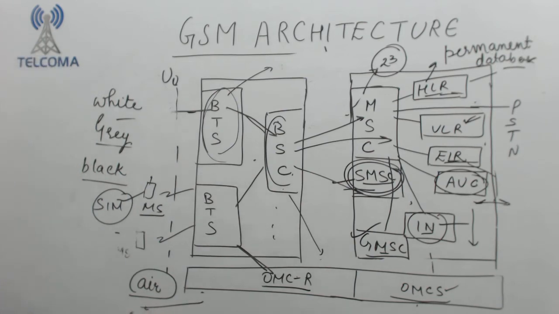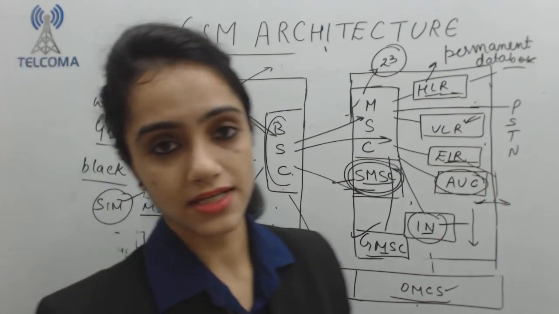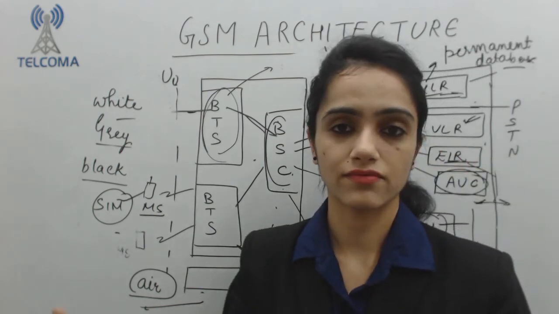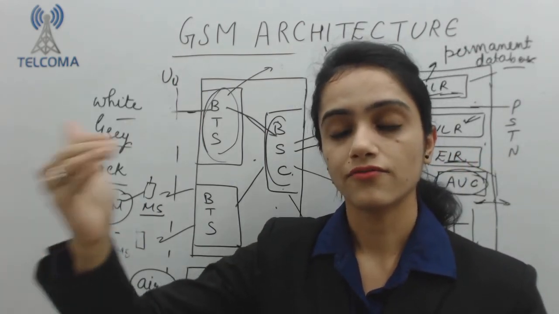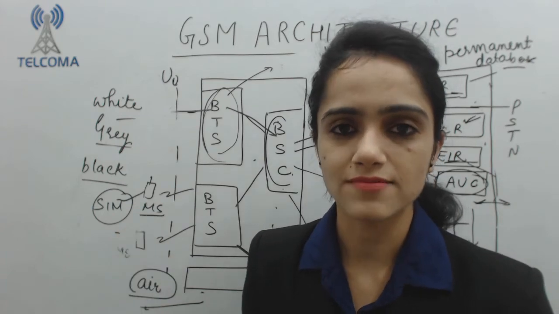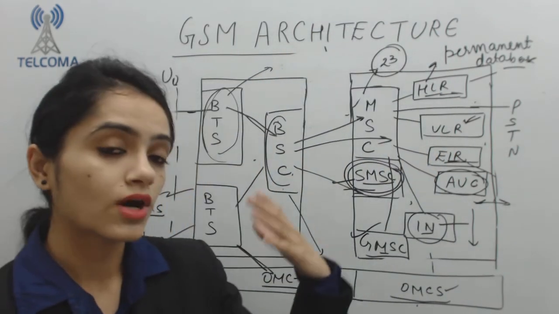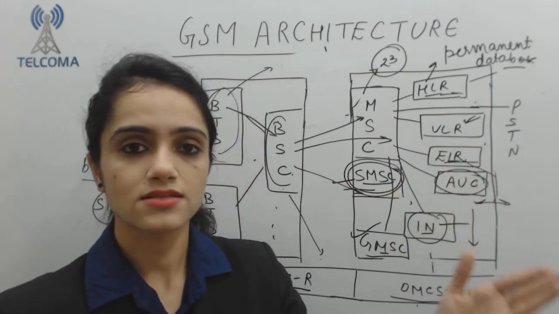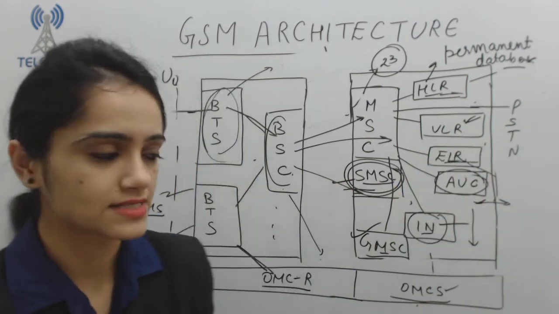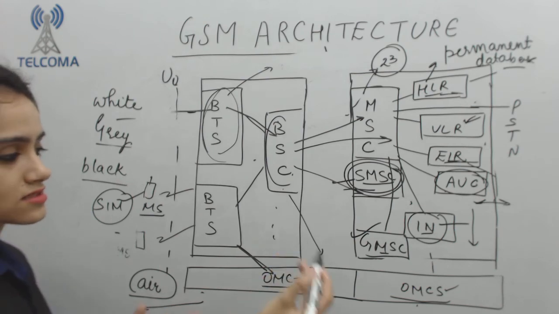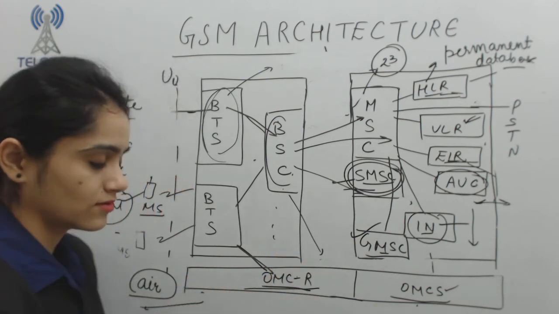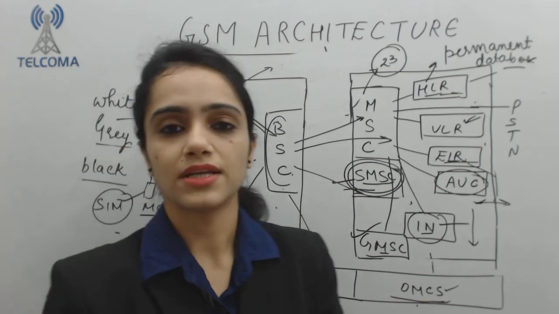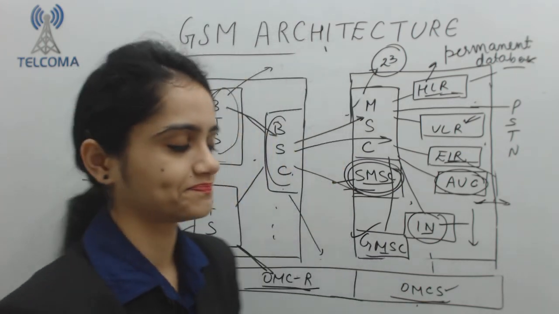Now move to the NMS part, which is the Operation and Maintenance Center. The Operation and Maintenance Center has the functionality of alarm monitoring, configuration management, and performance management. That means it finds all the alarms in the network, finds configurations, and checks the performance of the sites. We have divided this unit into two: OMCR, Operation and Maintenance Center for Radio, and OMCS, Operation and Maintenance Center for Switch.